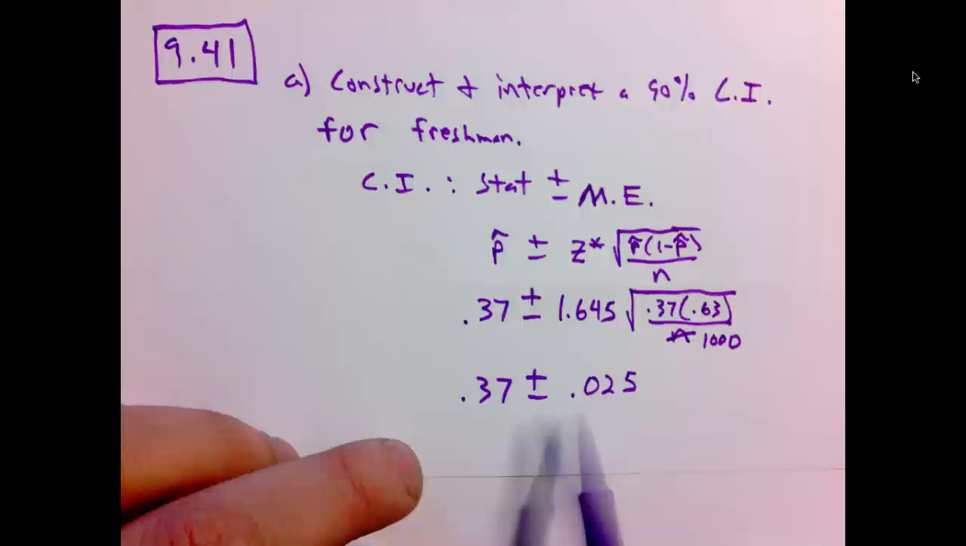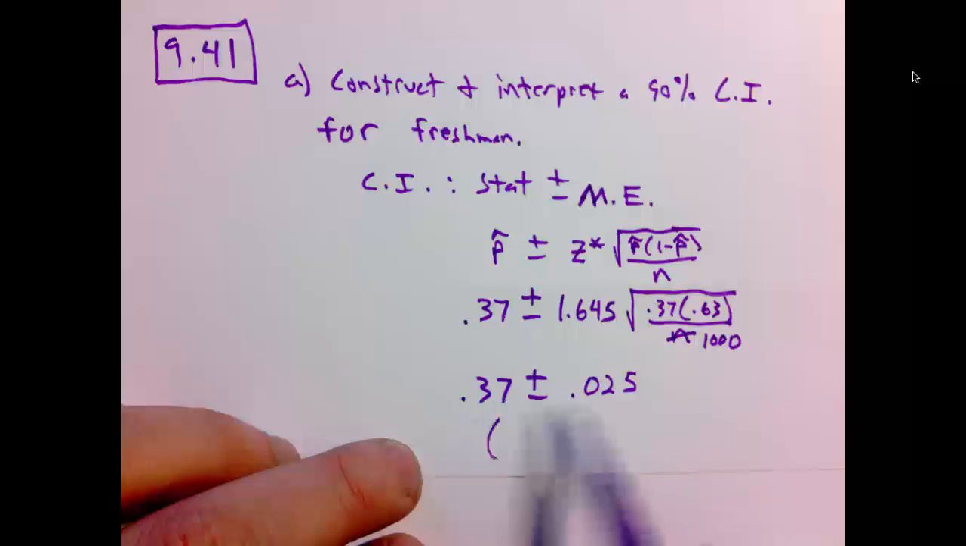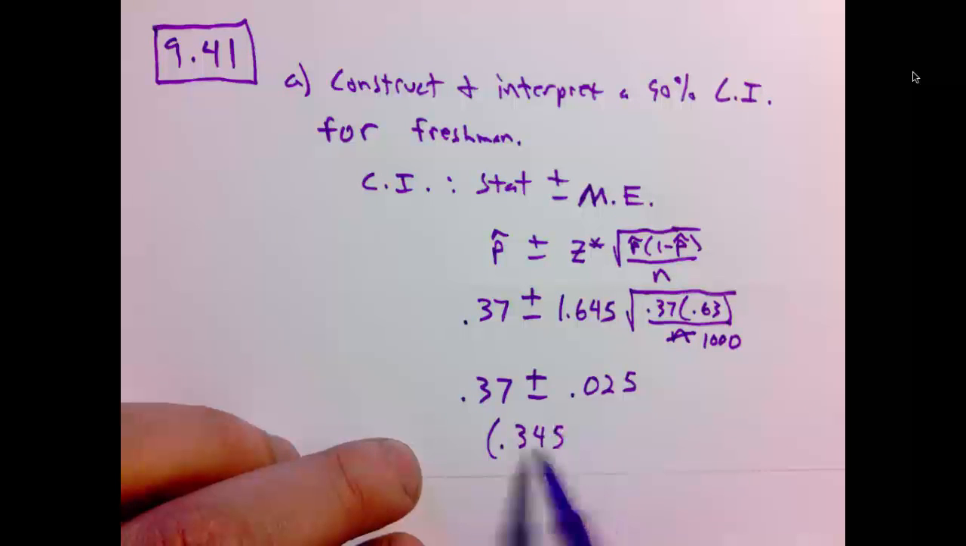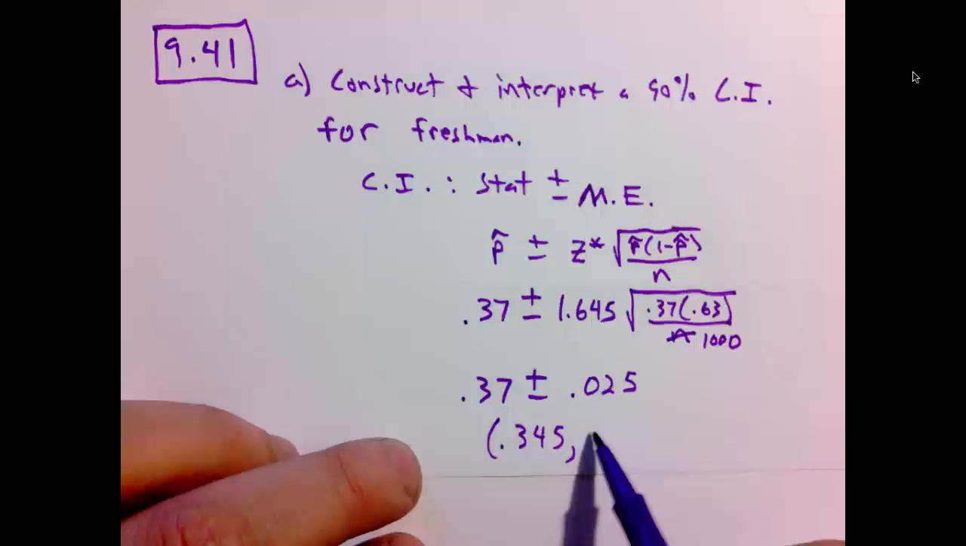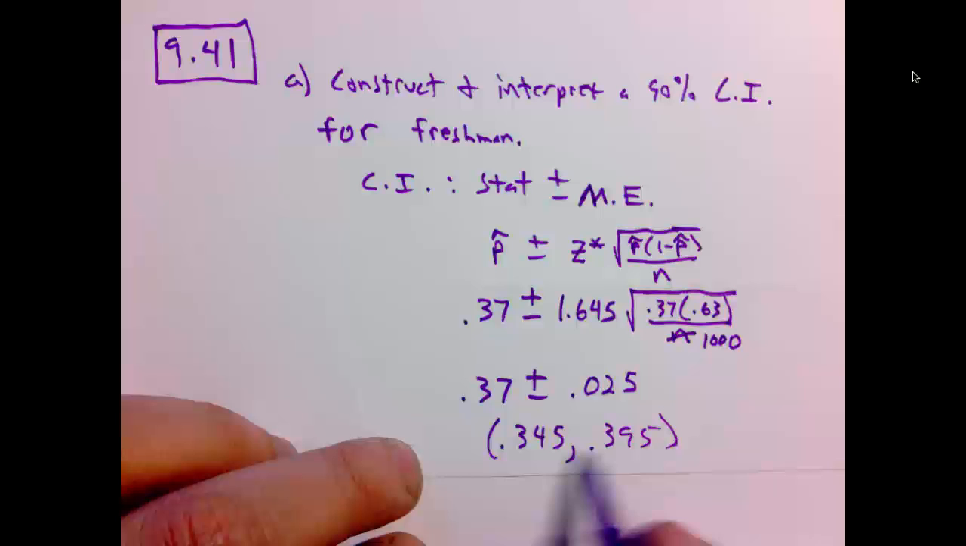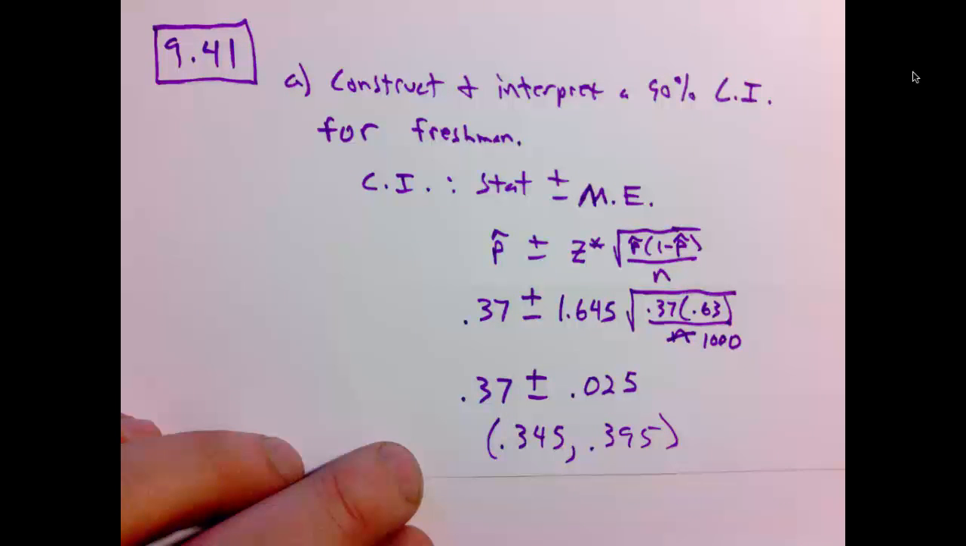So this is our confidence interval. Stated another way, it's 0.37 minus this number, which would be 0.345, 34.5% to 39.5%. And you see this is 5% wide because that's 2 times this 0.025.